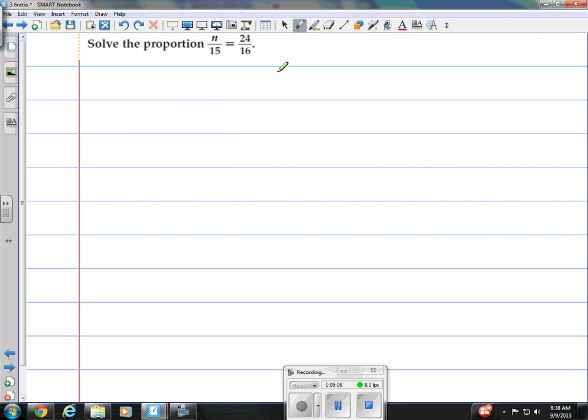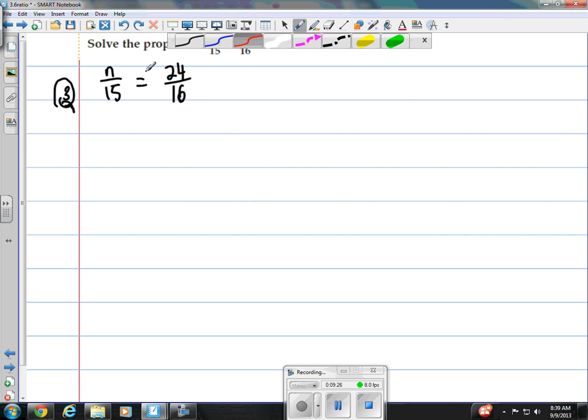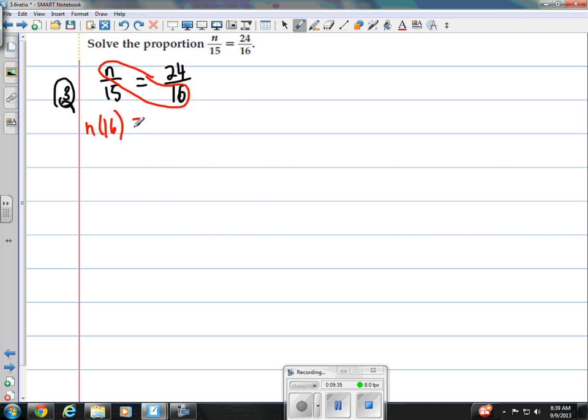Now, our next example actually wants us to solve a proportion for a certain variable. So example 3 gives us n over 15 equals 24 over 16. So they already have it set up like a proportion for us. All we have to do is cross multiply and say n times 16 equals 15 times 24.